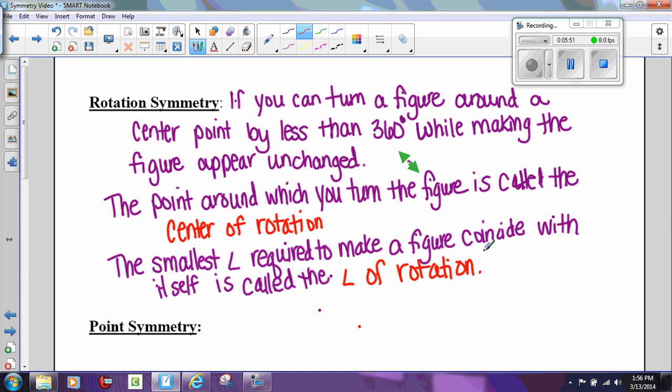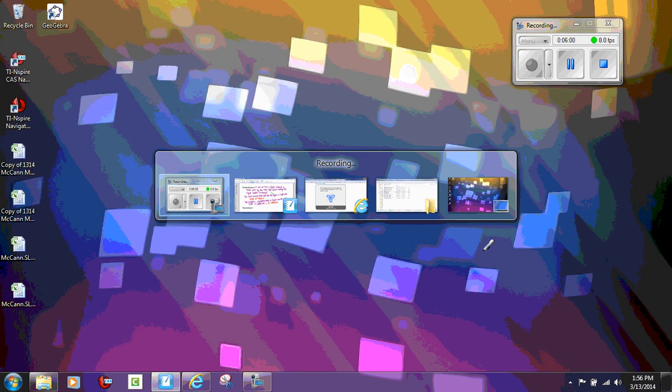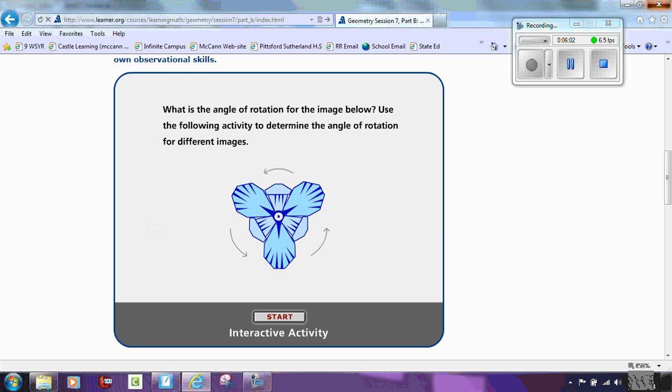At this point, I want to go play a little bit and show you some angles of rotation and what exactly this means. Alright, so if we want to determine the angle of rotation for the image below, what we're trying to do is find the fewest number of degrees that we can rotate it in such a way that it will coincide with or land on itself.